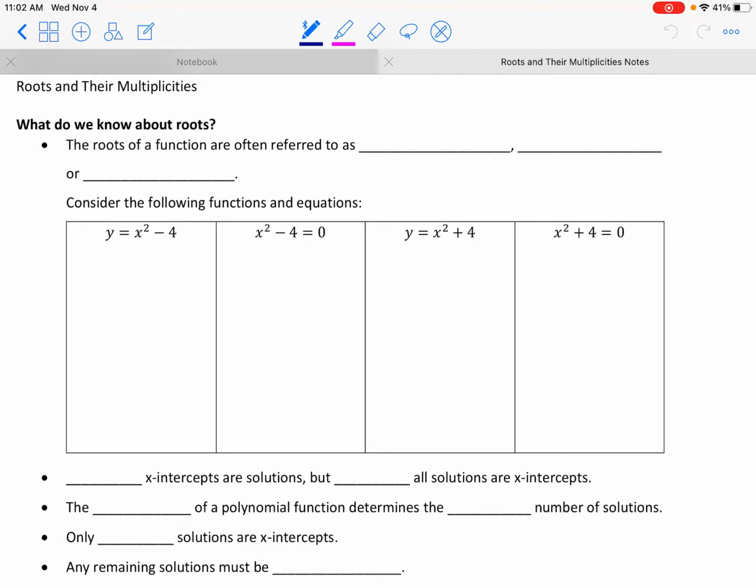Hello and welcome to our lesson on roots and something called their multiplicities. So we're just going to continue to build on our knowledge of polynomial functions, their factors, and their roots today.